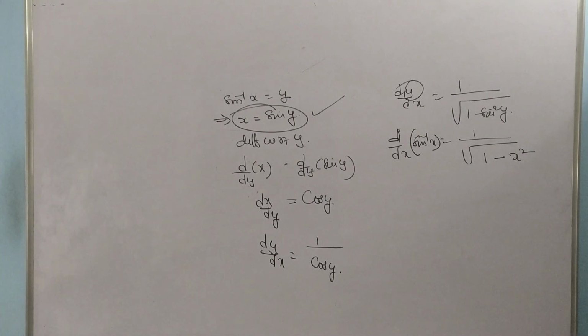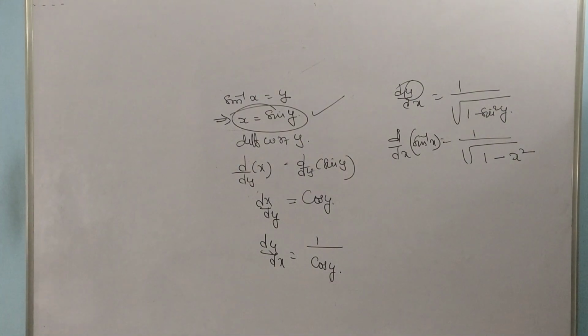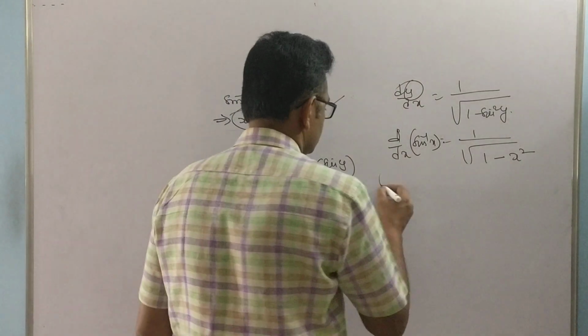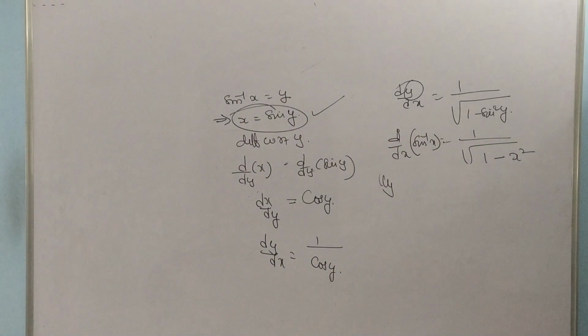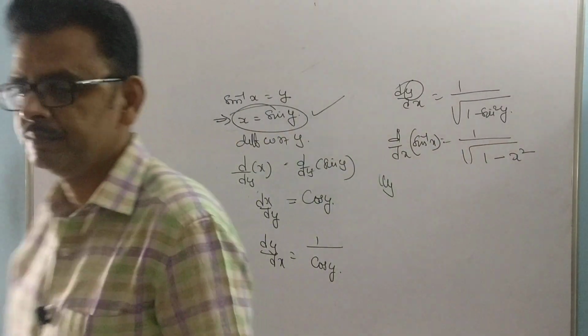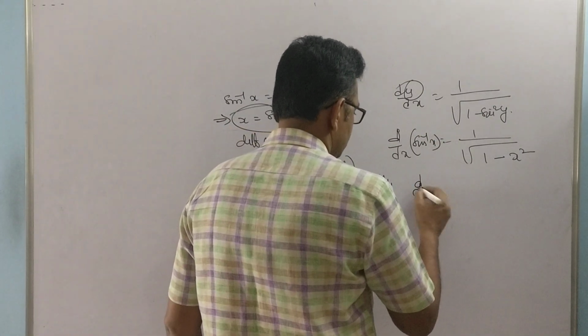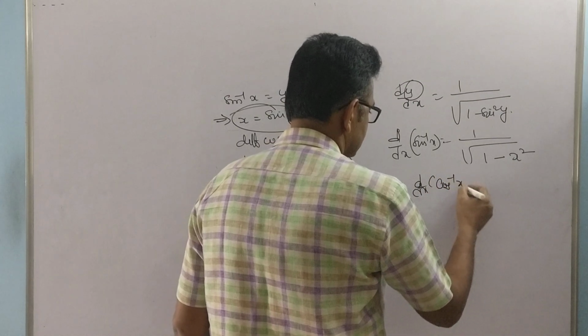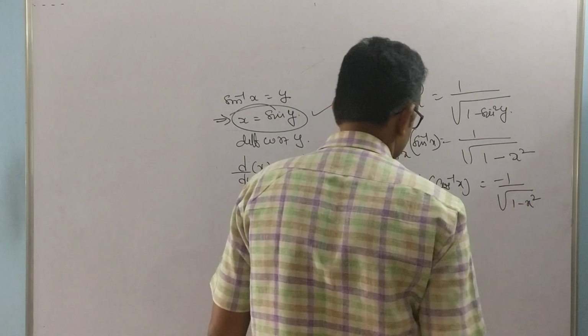So, derivative of sin inverse x is 1 by root of 1 minus x square. Similarly, derivative of cos inverse of x is equal to minus 1 by root of 1 minus x square.